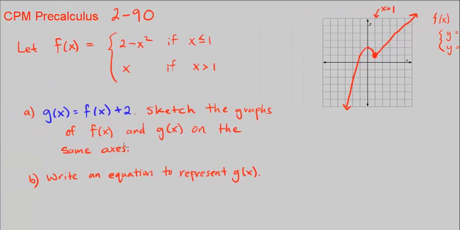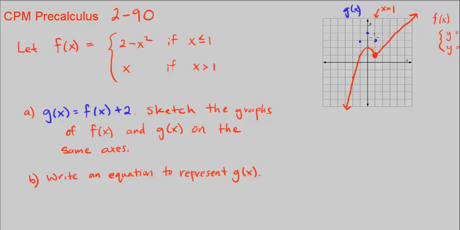Let's now sketch g of x. So g of x is just f of x plus 2. And since the plus 2 is outside of the parentheses here, it means we're going to shift f of x up 2 units. So everything in f of x is shifted up 2 units to make g of x. So g of x is in blue, and I'm just shifting every point up 2 units.